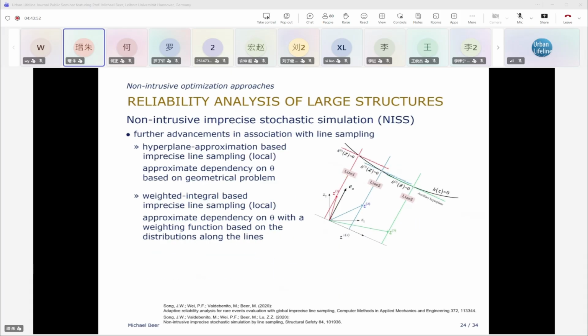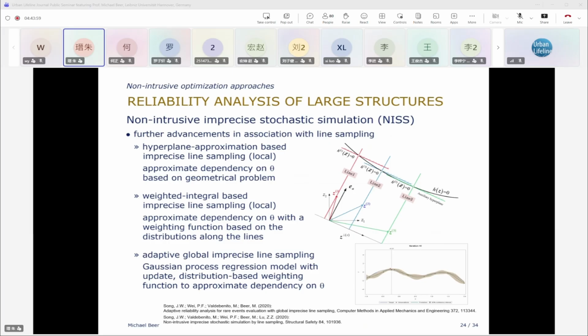We extended this also, combined with specific sampling schemes like line sampling and these things, with active learning surrogates and all kinds of things which are fancy and which reduce the numerical effort even further. But this was, let's say, the basic concept to use this NIS method.